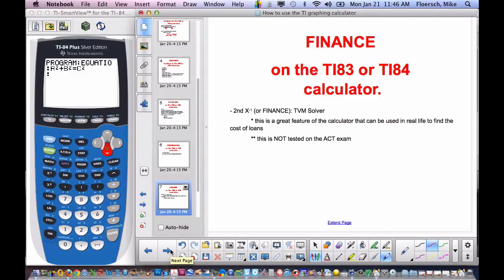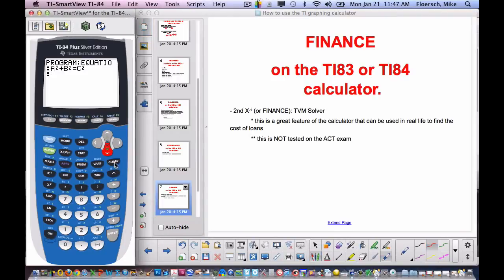Then the last thing I wanted to show you, this is not something that you'll be tested on for your ACT, but it is something that is very useful. I find myself using it quite often when I go to buy, let's say, a car, and I want to find out how much my monthly payments would be. Many people don't know about this, what we call TVM Solver. It's a very powerful tool that I think people should know about. So I'm going to hit clear or second quit.